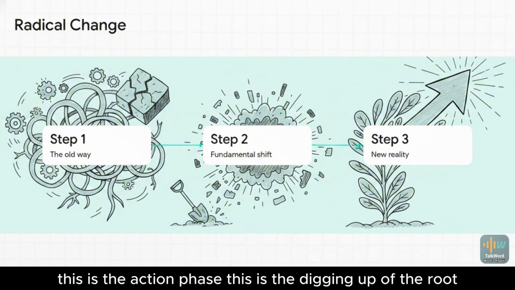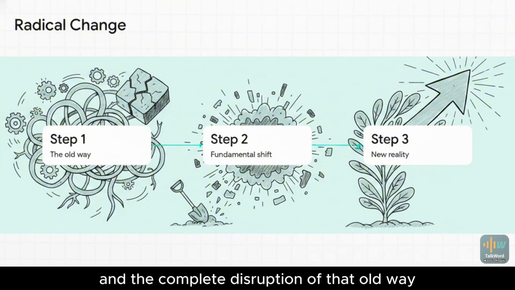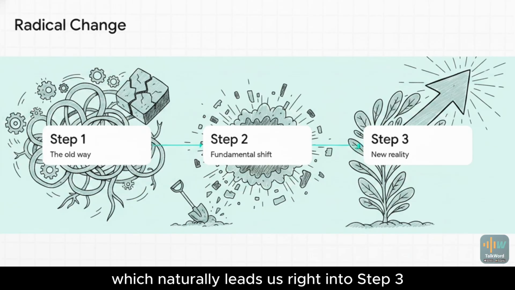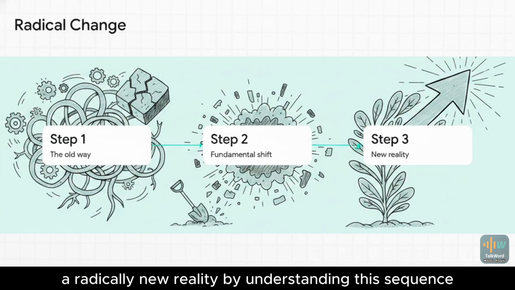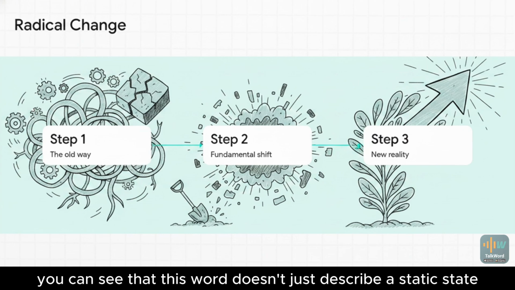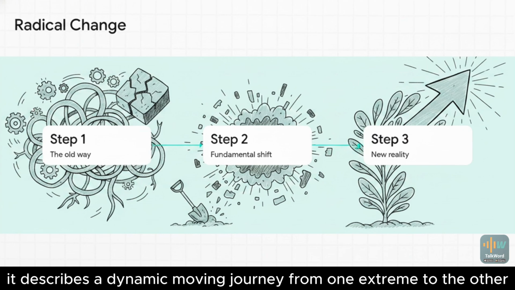This is the action phase. This is the digging up of the root and the complete disruption of that old way, which naturally leads us right into step 3, a radically new reality. By understanding this sequence, you can see that this word doesn't just describe a static state, it describes a dynamic, moving journey from one extreme to the other.